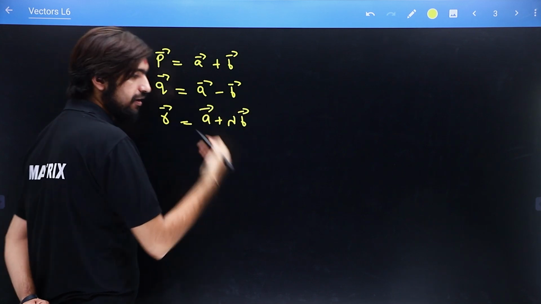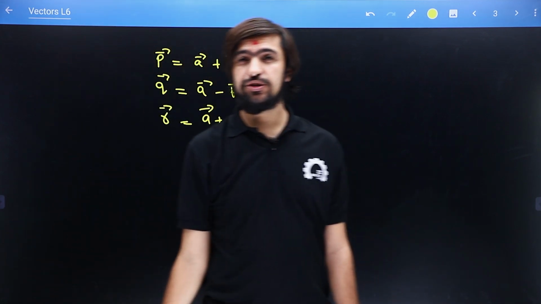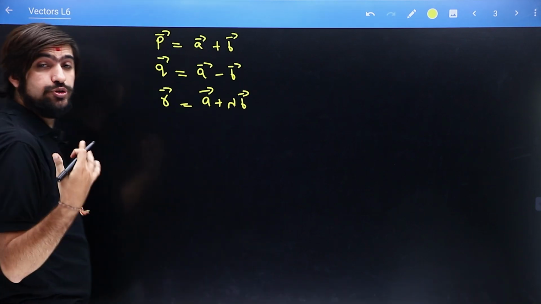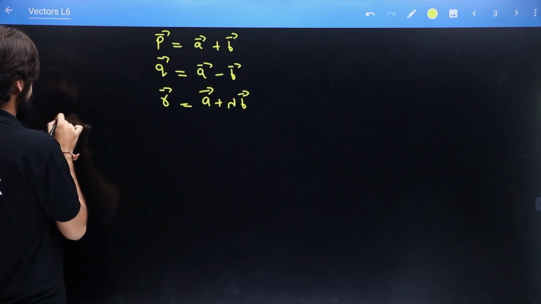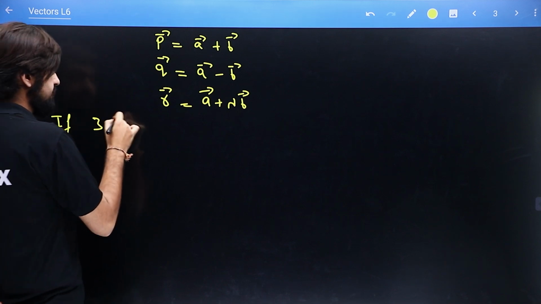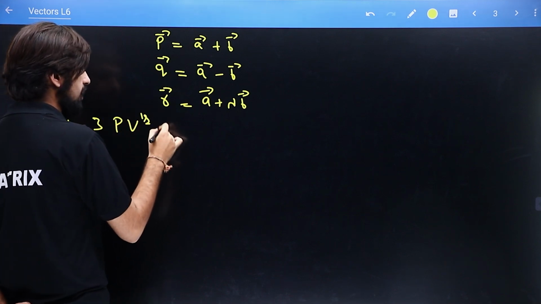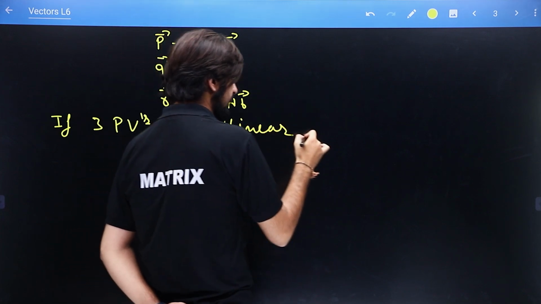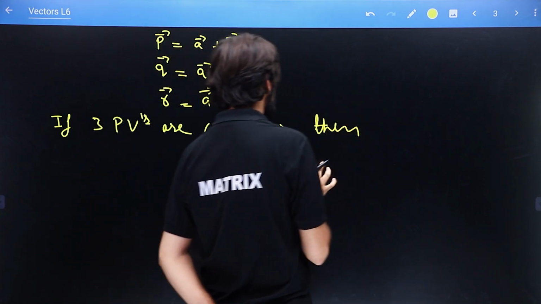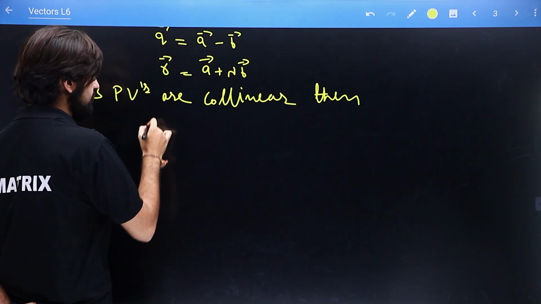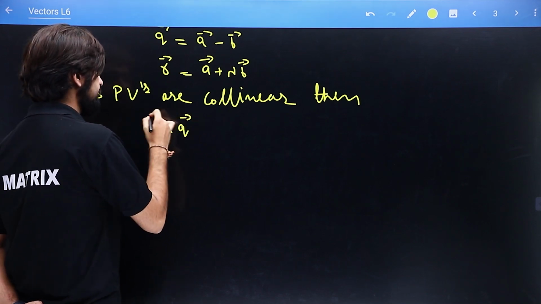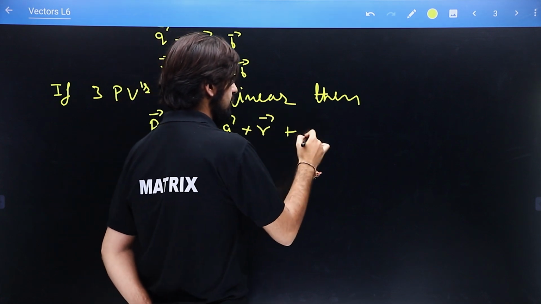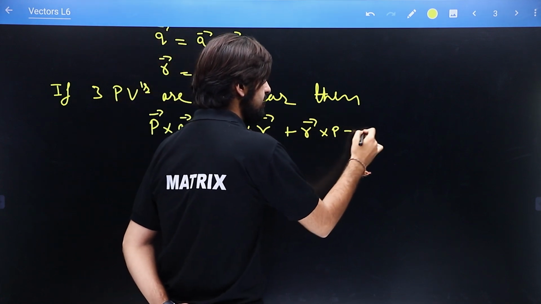Even though I can do this question by using the linear combination theorem, we have already studied that if three position vectors are collinear, then the sum of their cyclic cross products must be 0. So P cross Q plus Q cross R plus R cross P must be 0.